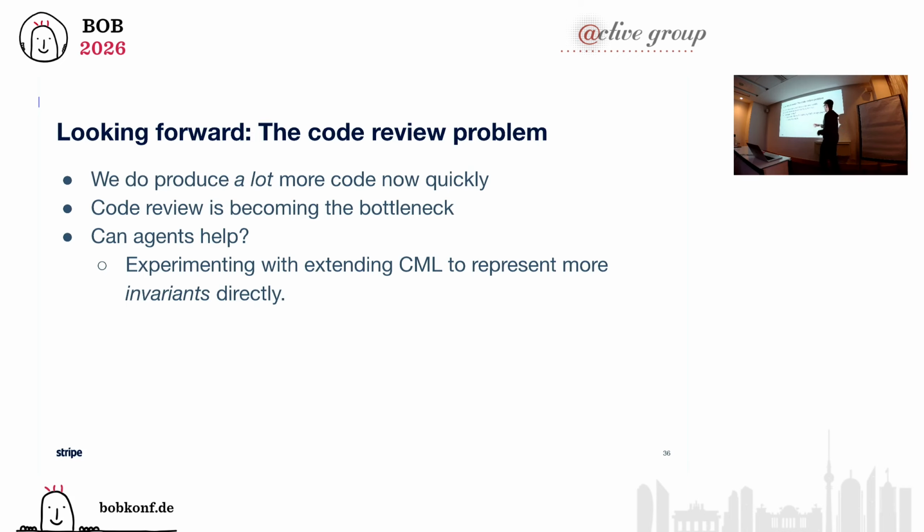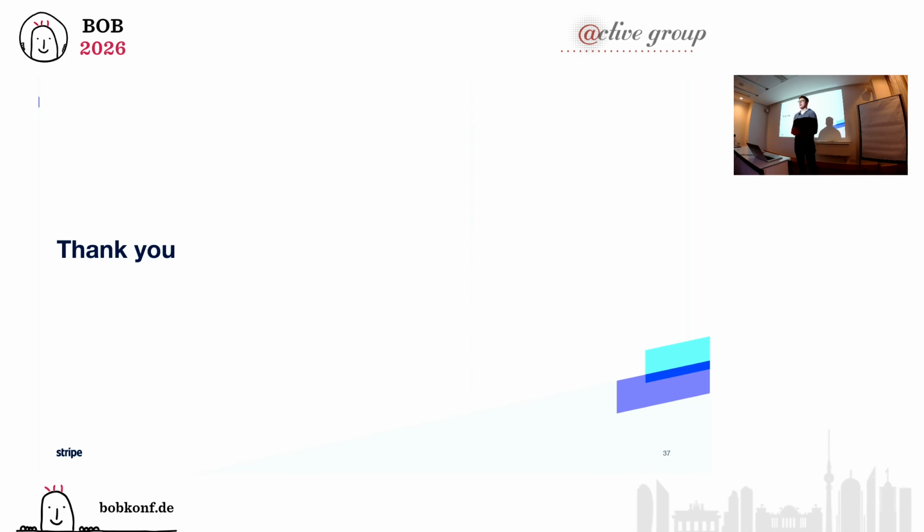But basically, one question is, should we extend CML even more to maybe represent some invariants, so that we can have more automated checks on top of, is the agent output actually exactly what we want? Cool, that's it. Thank you for listening, and happy to answer any questions.